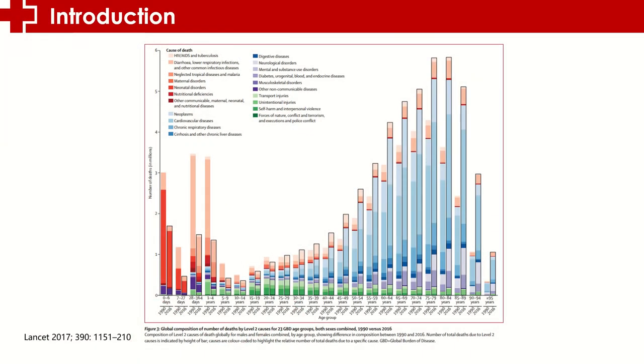In 2017, the global composition of the number of deaths by level 2 caused by 23 GBD age groups, both sexes combined, demonstrates that with age, cardiovascular disease-related mortality and morbidity increased over the 3 decades.